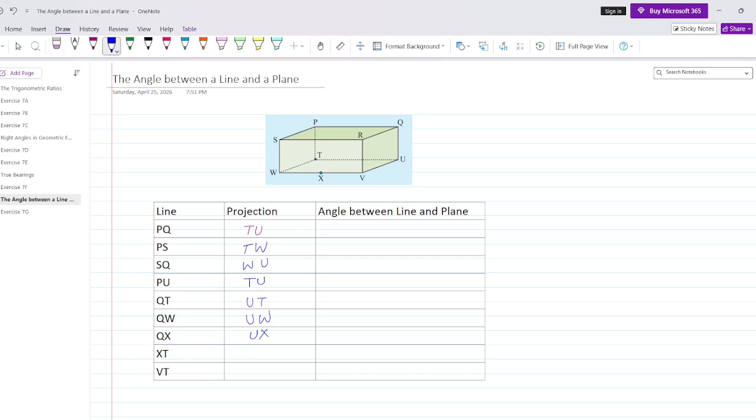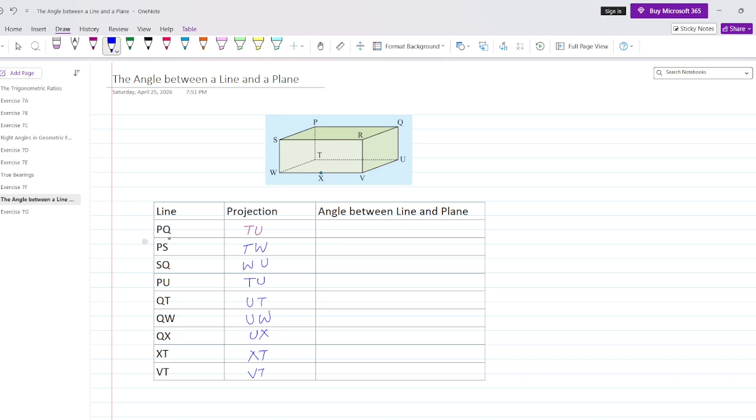XT. XT is this line. Its projection is going to be XT itself. And VT is this line. Its projection is going to be VT itself. Now let's find the angle between line and plane.